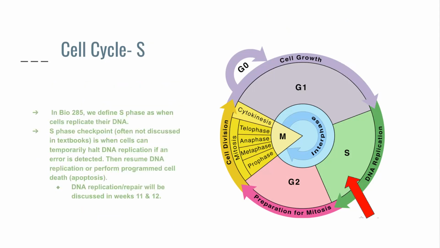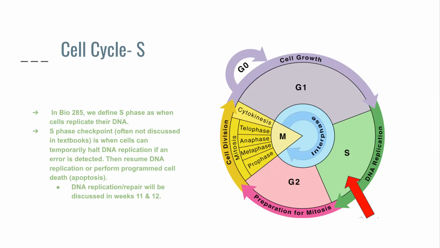All right, and then we have S phase, which comes after G1. We define S phase as when cells replicate their DNA. The S phase checkpoint is when cells can temporarily halt DNA replication if an error is detected, and then resume DNA replication or perform programmed cell death, or apoptosis.